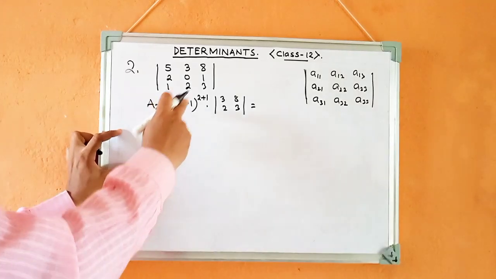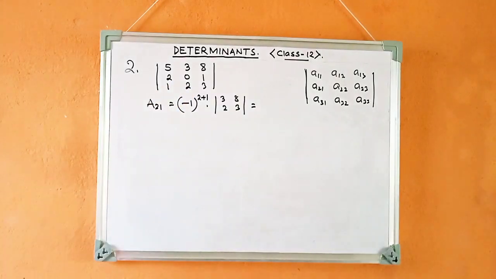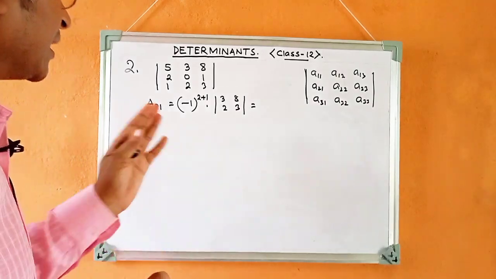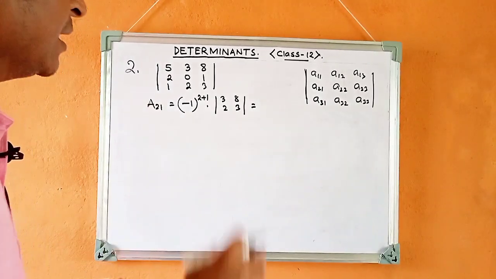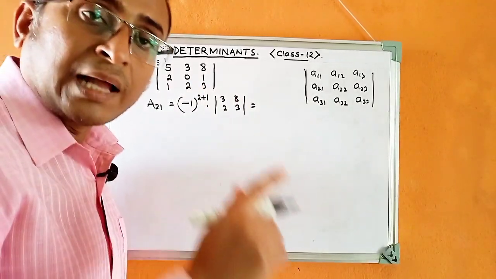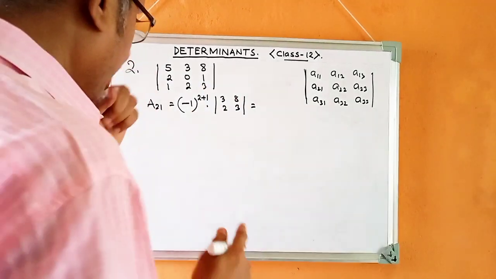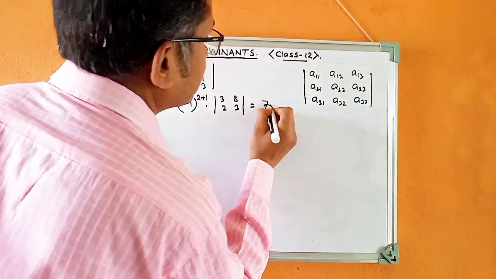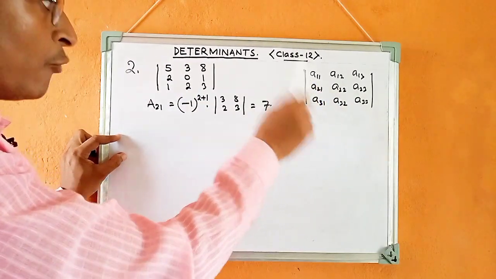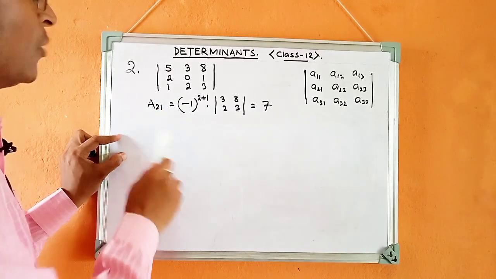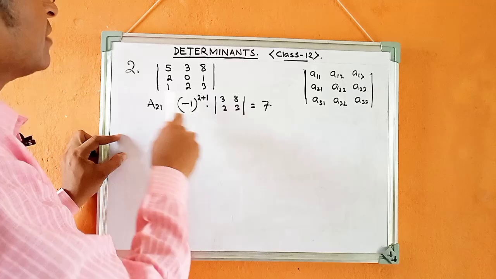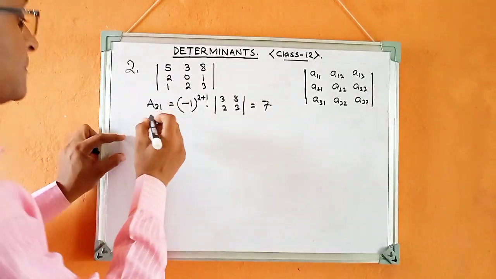See, (-1) to the power 2 plus 1, that is 3, an odd number, so the sign remains minus. Now here 3 times 3 is 9, minus 8 times 2 is 16. So 9 minus 16 is minus 7, and with the minus sign, it becomes plus 7. Got it? That means the cofactor of the element A21 is (-1) to the power 2 plus 1 into the determinant of this, that is 7.